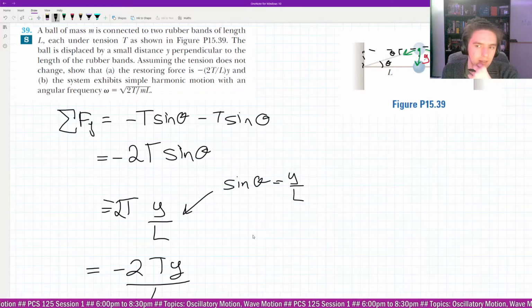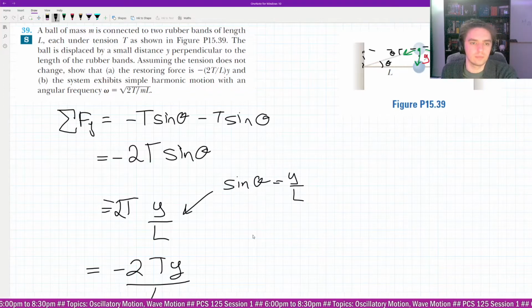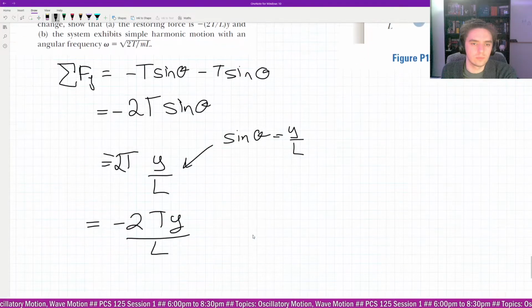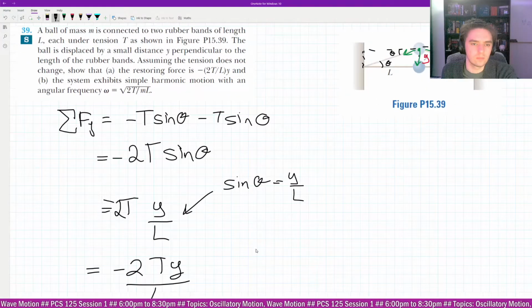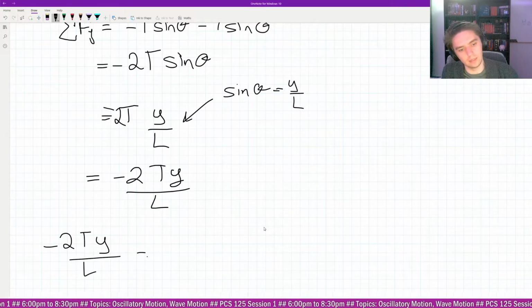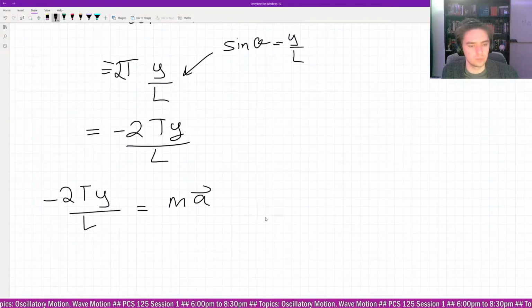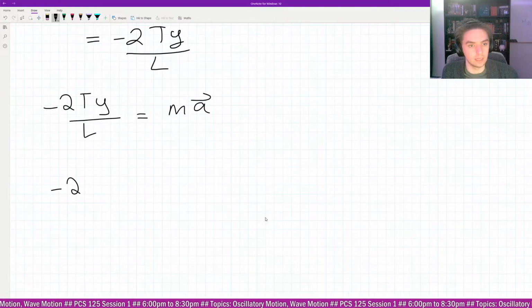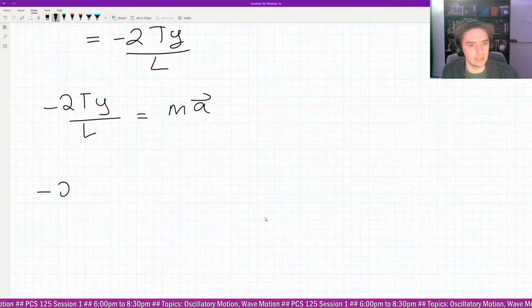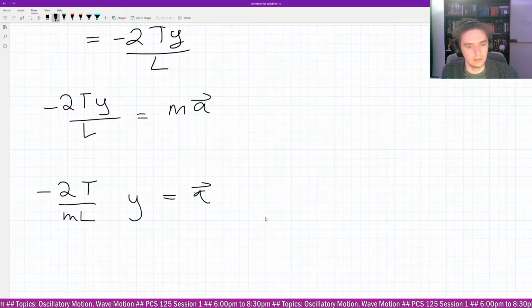What I think is, we took the sum of the forces in the y direction, continue from that, and then say that MAY equals 2T sine theta, 2T y by L. Yeah, negative 2T y by L equals MA, and then take the m to the other side. Negative 2T over ML times y equals a.